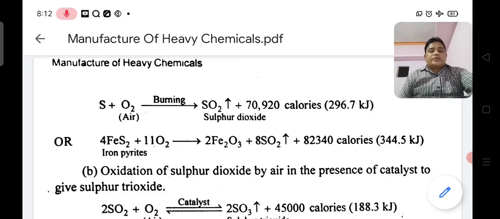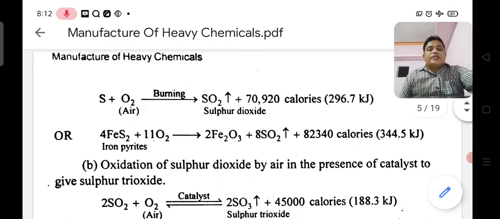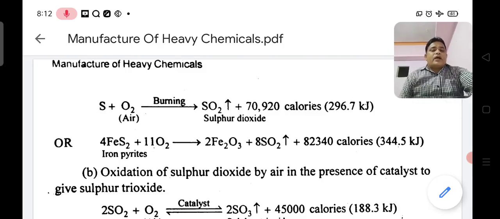Another way, sulfur dioxide is also prepared by using iron pyrites. The high grade iron pyrites is also burnt with air to form Fe2O3 and the main product, that is sulfur dioxide. It is also an exothermic reaction because a large amount of energy is evolved, that is in calories 82,340, while in kilojoules 344.5 kilojoules.